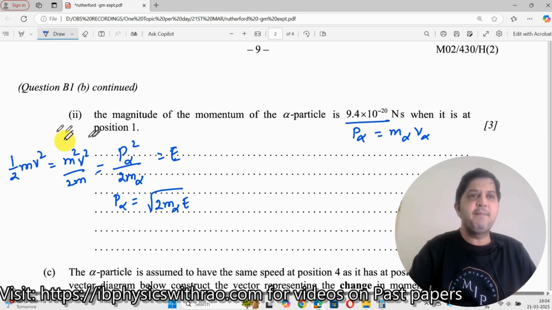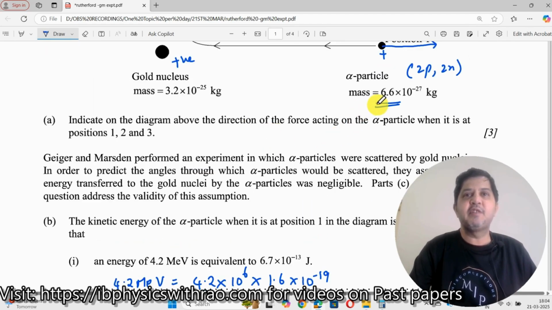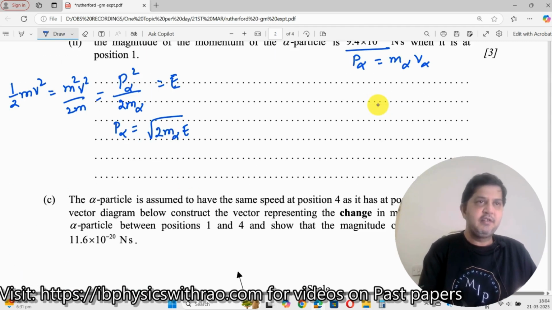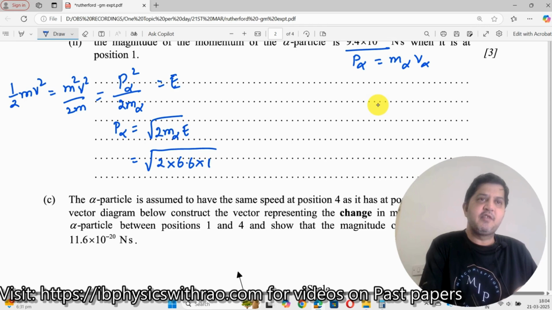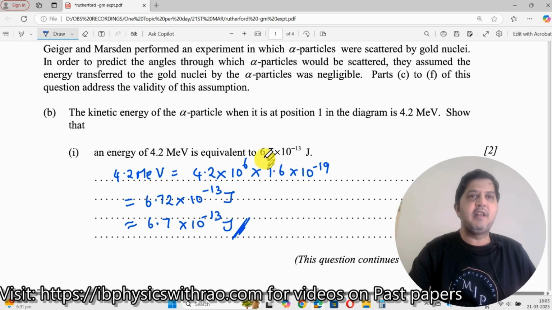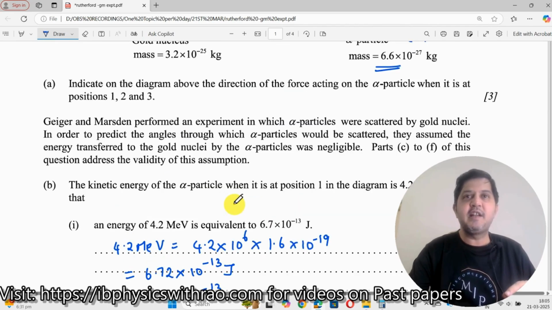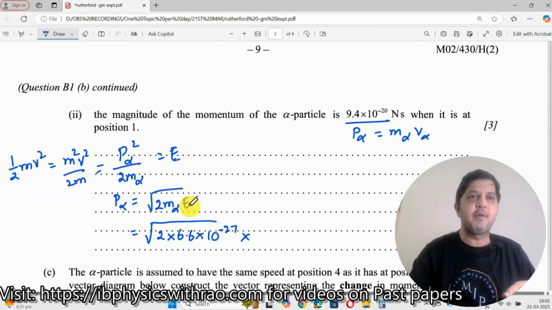Now what is the value of E and what is the value of m alpha? The m alpha value is 6.6 × 10^-27. Let us write it down. So this should now be equal to the square root of 2 into 6.6 × 10^-27 multiplied by E. What is the value of capital E? The energy of the alpha particle we have already written as 6.7 × 10^-13 joules. Don't take the value in MeV, because that is in million electron volts. I want everything in SI units, in terms of newton second. So I will keep it only in this way. So let us write down the value of 6.7 × 10^-13.